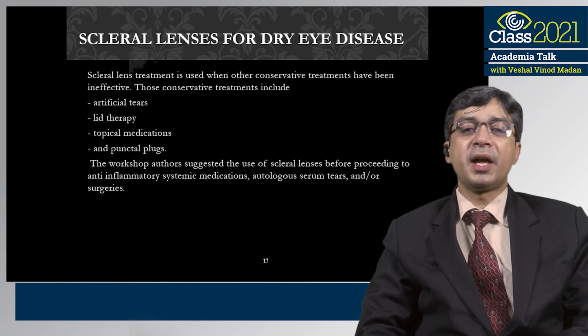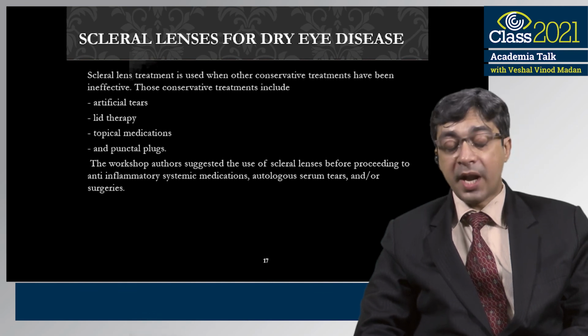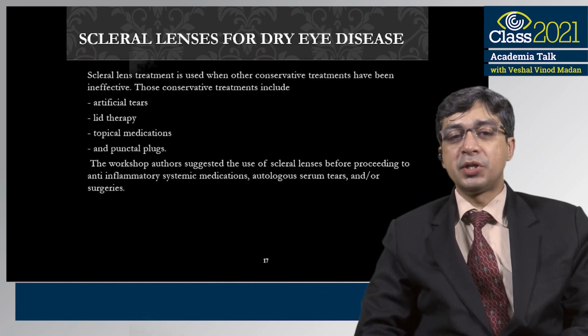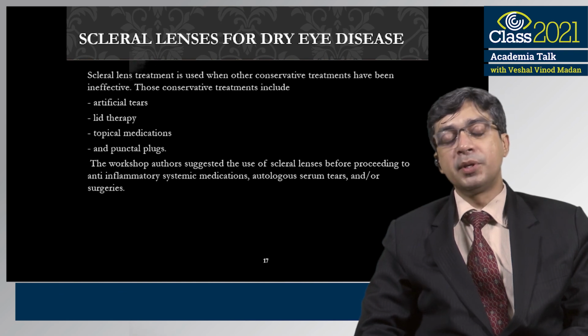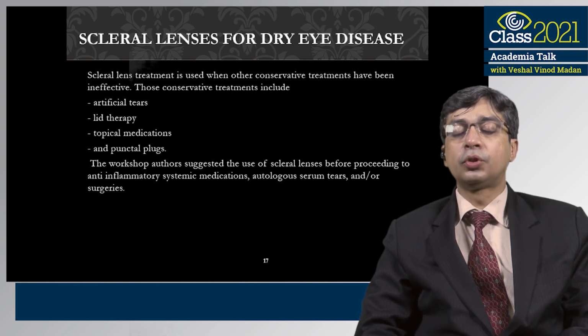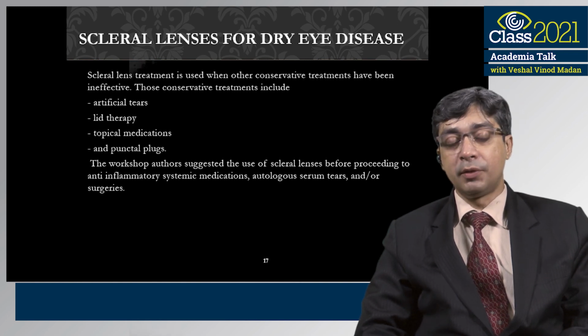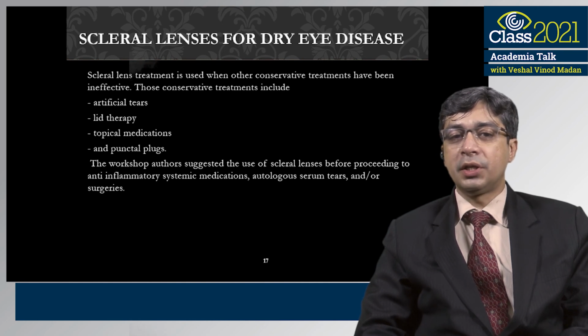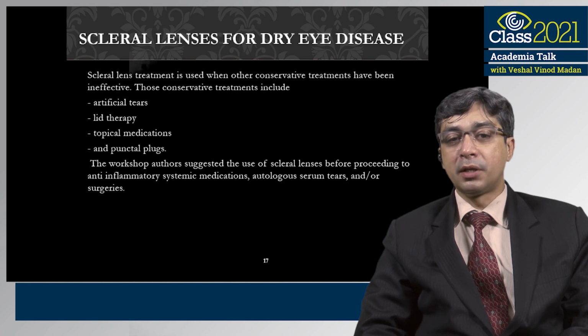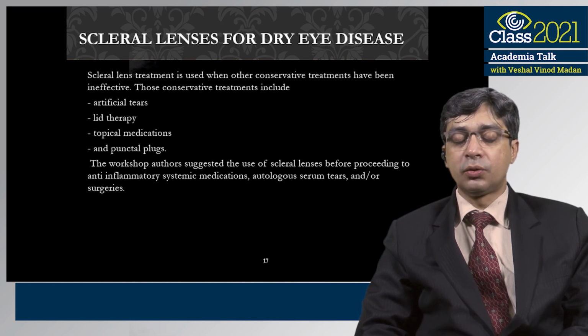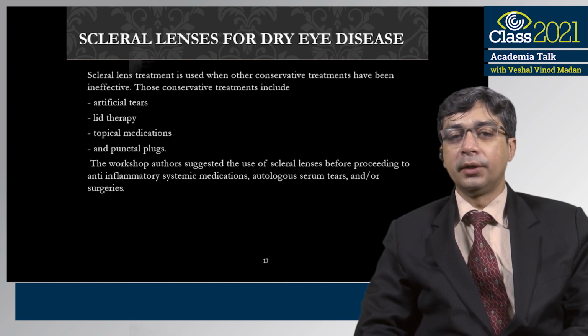Scleral lenses for dry eye disease, as I have mentioned, are the treatment to be used when conservative treatments have failed or have not shown promising results. The conservative treatment would start, as everybody knows, and I will repeat for your revision: artificial tears, lid therapy, topical medications, and punctal plugs. When these things do not work adequately, then scleral lenses become imperative.